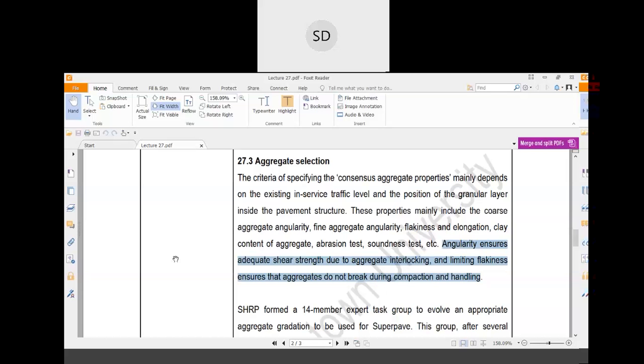Now, breaking of the aggregate is not good, because when the aggregates are broken down with the application of the load, it will turn into dust particles, which reduce the load carrying capacity of that particular road section.